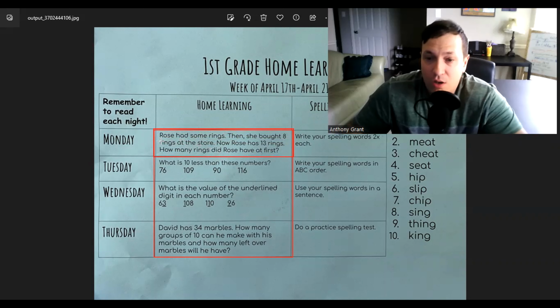We'll read it together. Rose had some rings. Then she bought 8 rings at the store. Now Rose has 13 rings. How many rings did Rose have at first?